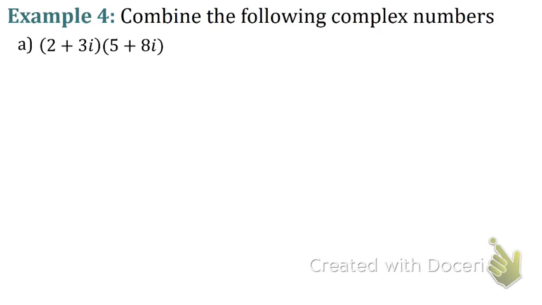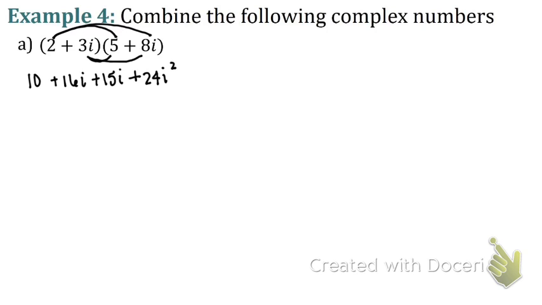Okay, we're going to combine the following complex numbers, but this time we are required to multiply. So a little bit more complicated, a little bit more work involved, but we can still do it because we know what the double distributive property is. 2 times 5 is 10. 2 times 8i is 16i. 3i times 5 is 15i. And 3i times 8i is 24i squared.